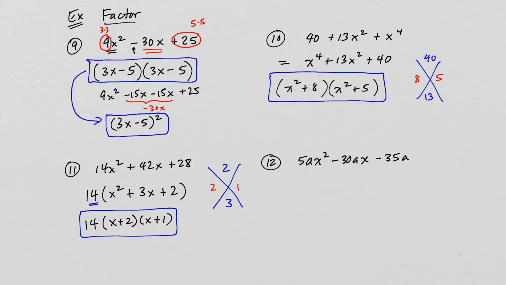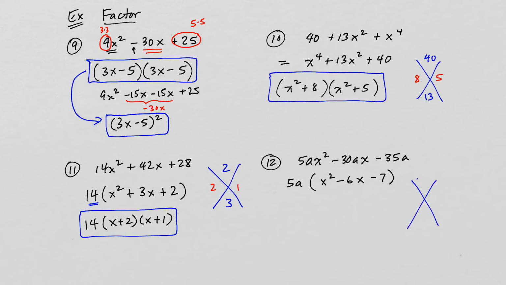And so sticking with that same theme for our last problem, notice that this problem looks rather complicated. However, every single term has an a, and every single coefficient is divisible by 5. So I can actually factor out a 5a. And if we pull a 5a out, we get x squared minus 6x minus 7. And so now the problem looks very simple. So factoring out the greatest common factor is always a technique that you want to use because it makes the rest of the problem easier.